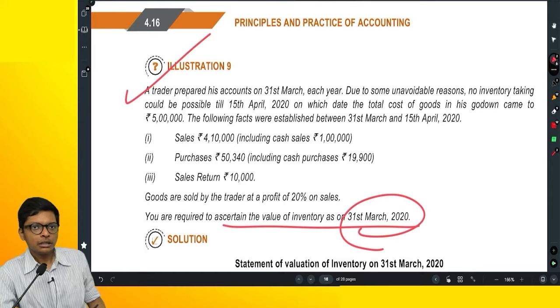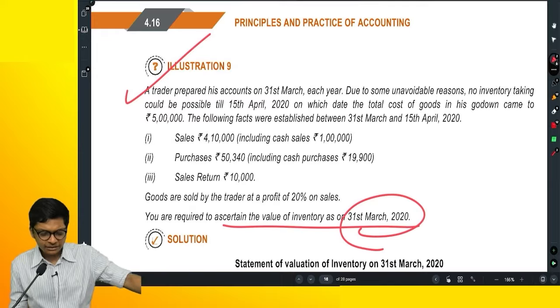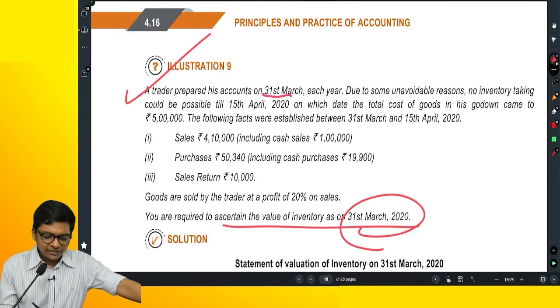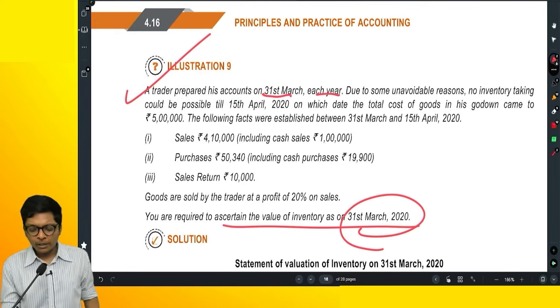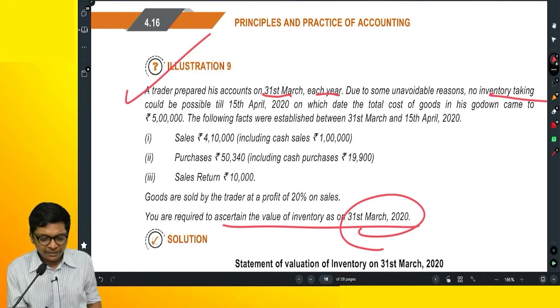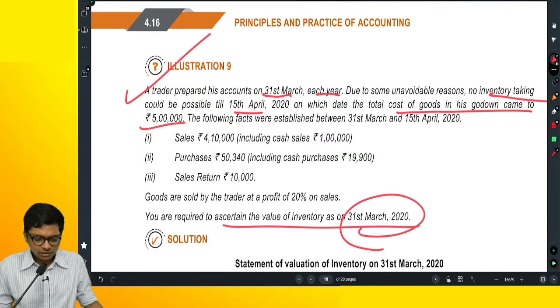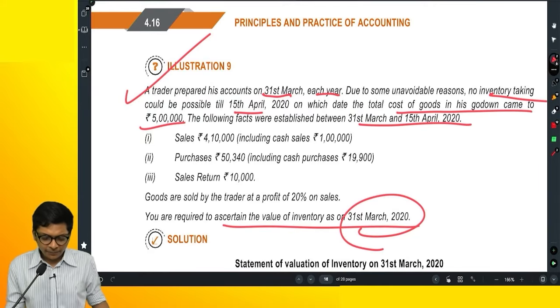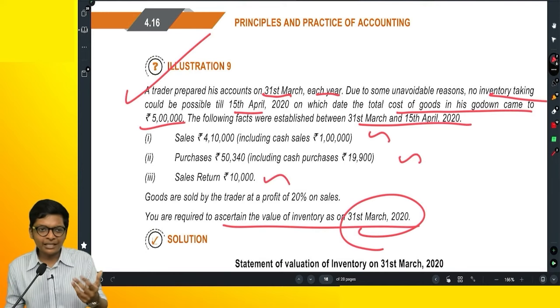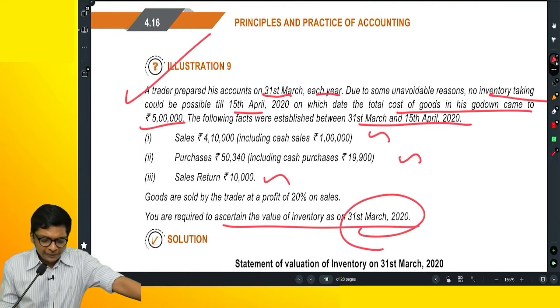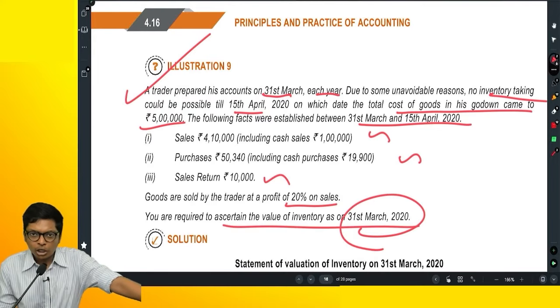Guys, done. Let me explain the sum quickly, guys. A trader prepares accounts on 31st March every year. Due to unavoidable reasons, no inventory taking is possible till 15th April, on which total cost of goods in his godown came to 5 lakhs. The following facts were established between 31st March and 15th April: sales, purchase, sales return. Same logic now. Sales, if you are minusing, sales return you will add. Goods are sold by trader at profit of 20% on sales.